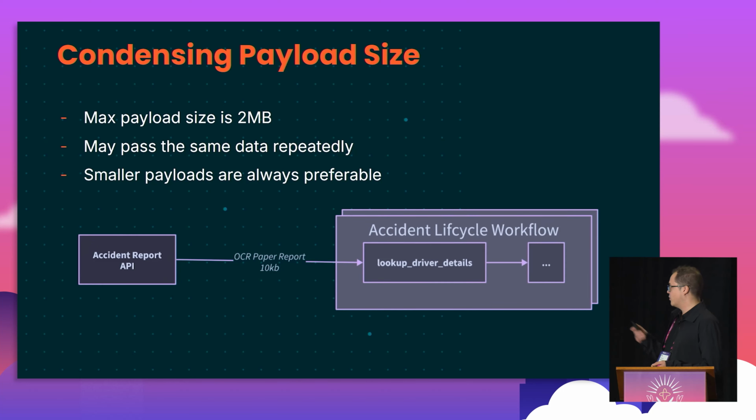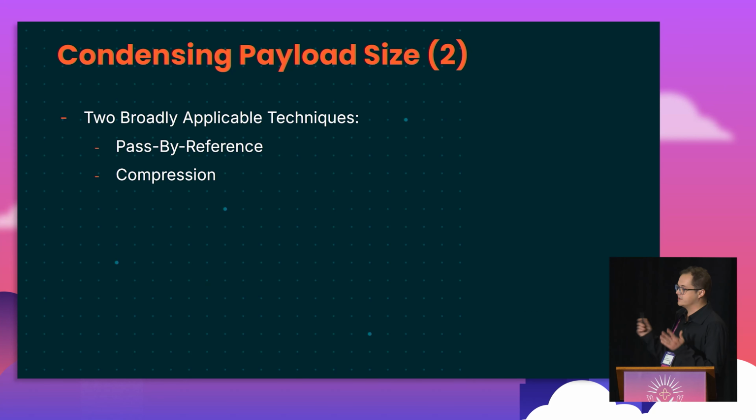So there's a couple ways to avoid this. Either you just pass in less of this report that you've OCR'd, just pass in the parts of the report that you need. Or if you need to pass in the whole report, there's 2 broadly applicable techniques. And that's either passing by reference, giving a reference to where you can find this data later, or compressing your payloads. Compression, not very glamorous, but still a very useful tool to have in your tool belt.